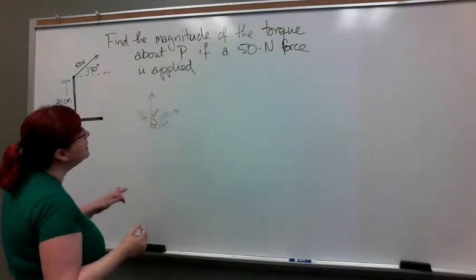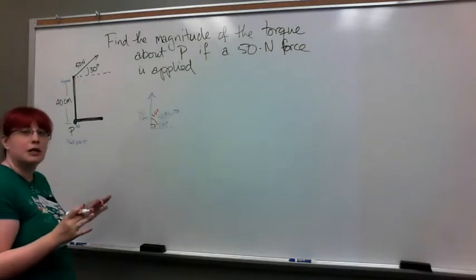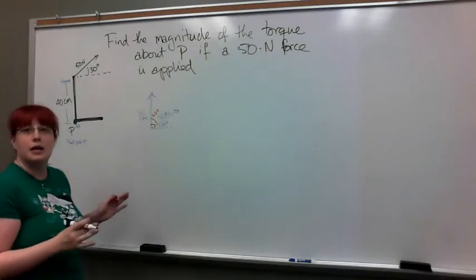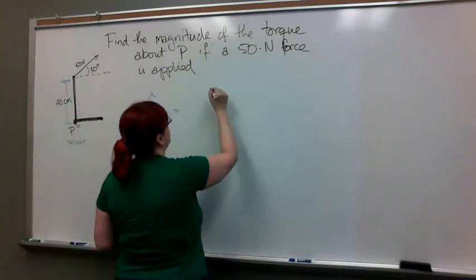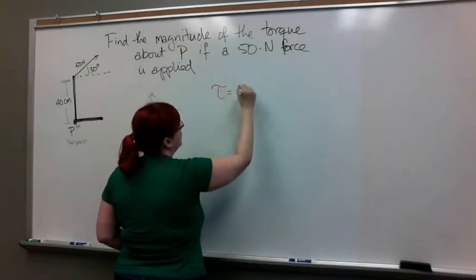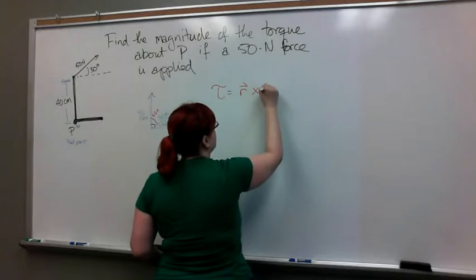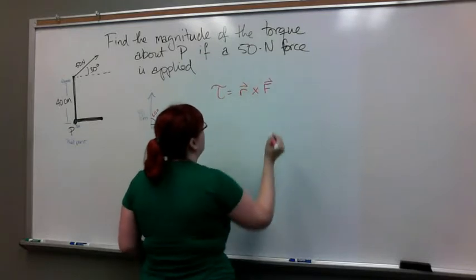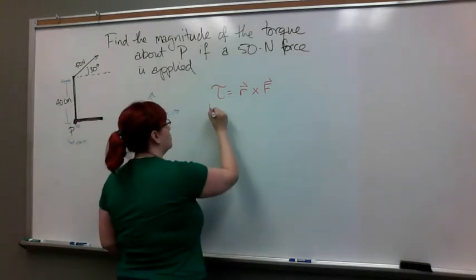So to find the magnitude of the torque, we first have to understand that what we're doing here is we would be crossing R times F, which is my radius times my force. And that would normally look like this, but I've been asked to actually find the magnitudes. What I'm going to do is I'm going to take the magnitude of both sides.